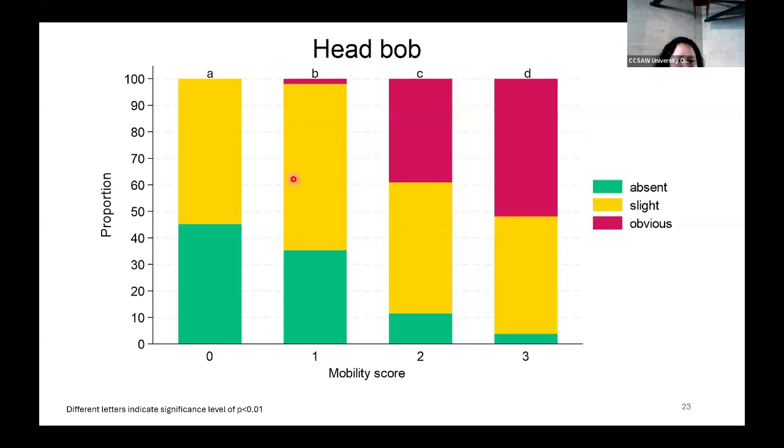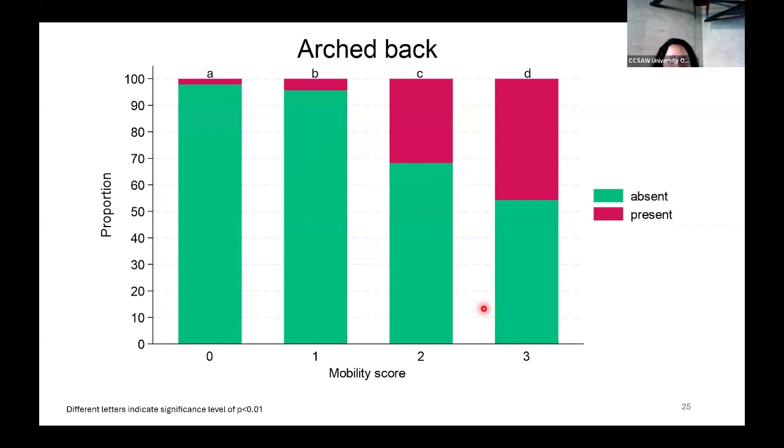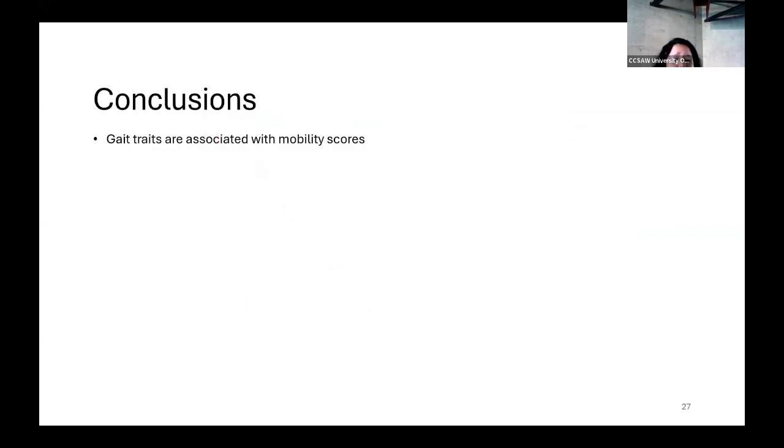In the case of head bob, you can see that slight or no head bob is normal, and it's observed mostly on all sound animals. However, we did see that scores 2 and 3 had a higher frequency of obvious head bob. For shortness of stride, we observed that as the severity of mobility score increased, shortness of stride was observed more frequently. Archback was observed mostly on mobility scores of 2 and 3. And head drop is most often seen on 2 and 3, but we also observed it on mobility scores of 0.